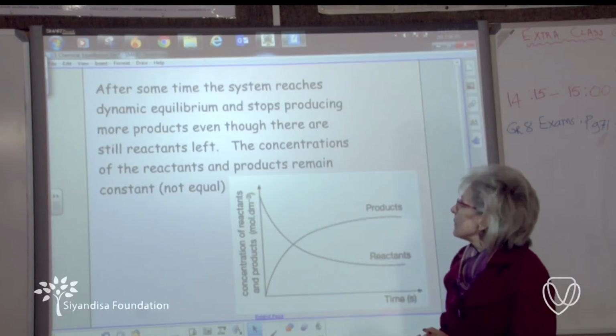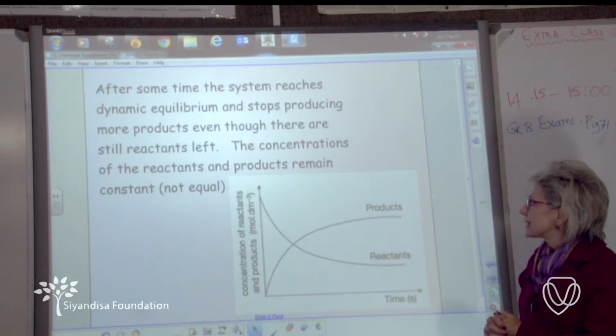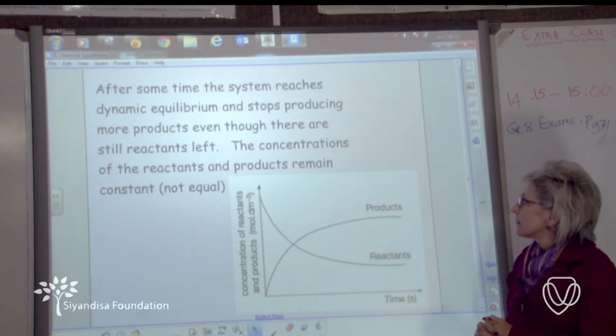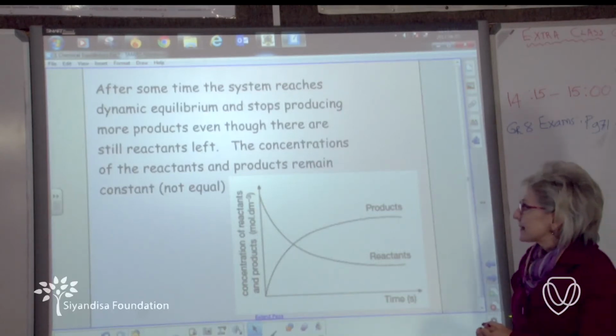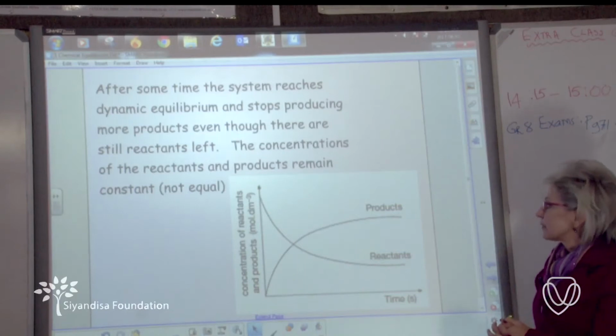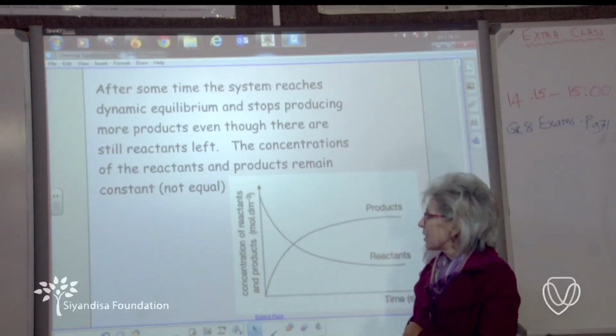After some time, the system reaches dynamic equilibrium. It stops producing more products, even though there are still reactants left. So the concentration of the reactants and the concentration of the products remain constant. As you can see, we've already had this graph earlier on.